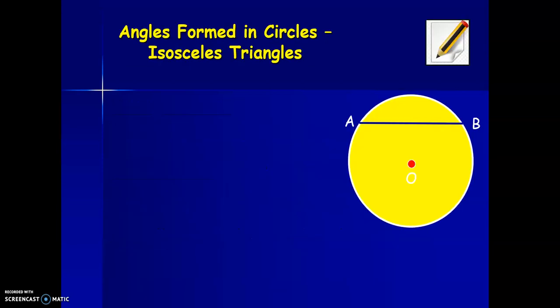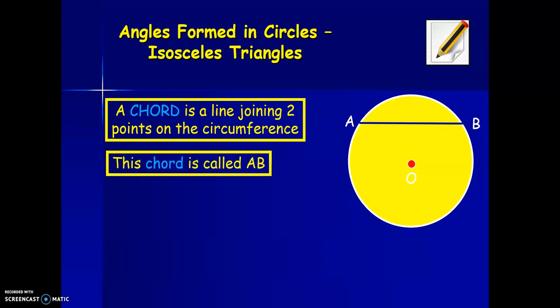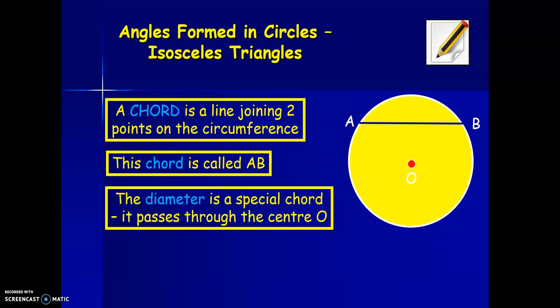Okay, so here's example 1. Remember to copy this into your notes. So, a chord is a line joining 2 points on the circumference. We can see in the diagram we have point A and point B, and this has been joined by a blue line. So this blue line is a chord. We call this chord AB. Point of information, the diameter is a special type of chord, and that's because it passes through the centre of the circle.